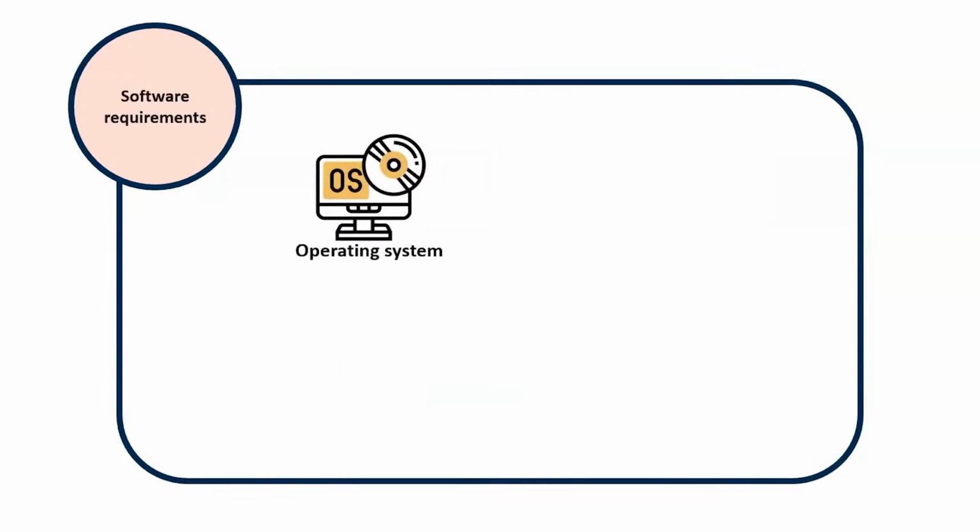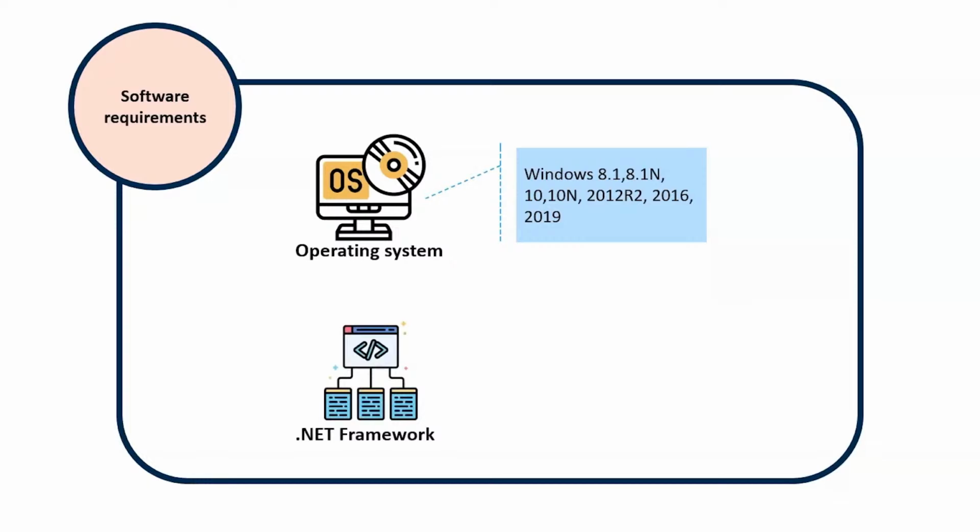If you are using a Windows operating system, then Windows should be of version 8.1 or 8.1N or 10 or 10N, and the Windows Server should be of 2012 R2, 2016 or 2019 versions. Another prerequisite is to have .NET Framework of minimum 4.5.2 version installed.